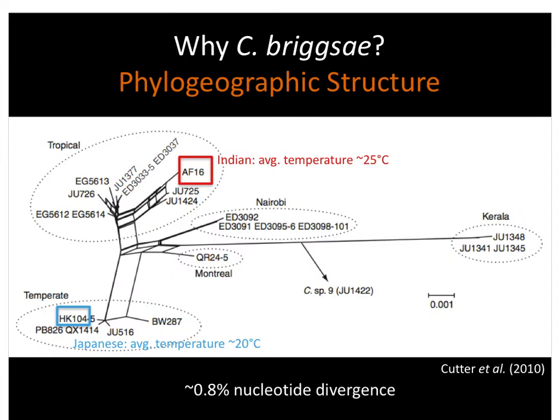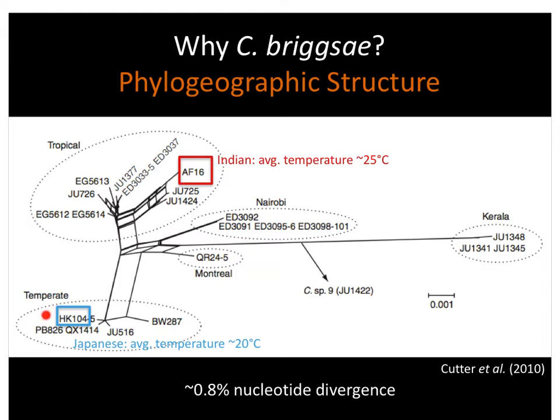So this is a phylogenetic tree of C. briggsae wild isolates, and I'll point out that there's a group of tropical clades here and some temperate strains and clades here. I'll focus again on AF16, an Indian strain that comes from a region of India with a temperature of about 25 degrees on average, and a Japanese strain, HK104, average temperature about 20 degrees. And this partitioning of the tropical strains and the temperate strains suggests that there are some fixed genetic differences between the temperate and tropical clades that might have something to do with temperature adaptation.